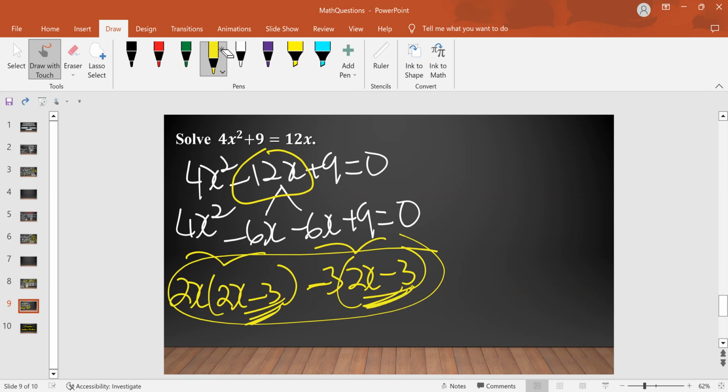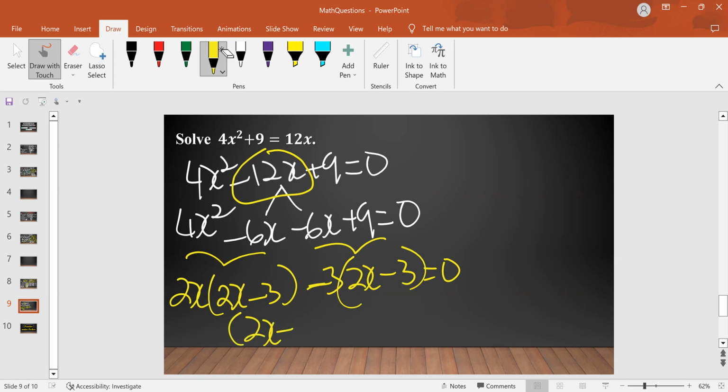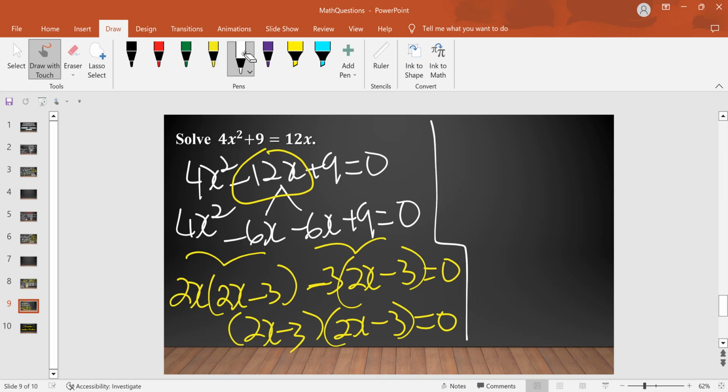So to finish this problem, this is equal to 0, we're going to have a 2x minus 3 here, and the leftover 2x minus 3. So we get 2x minus 3 multiplied by itself. So it's like (2x minus 3) to the second power. We're going to have the same solution, but anyway, we have to split this in two.